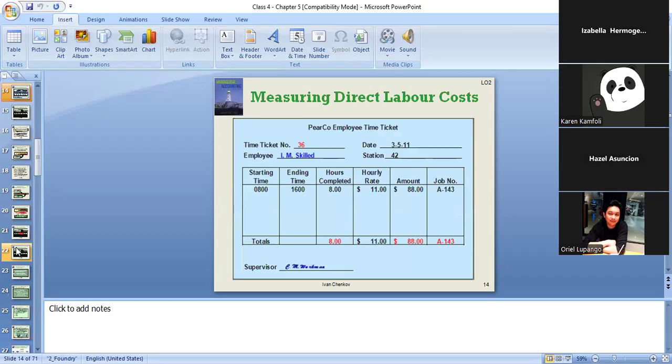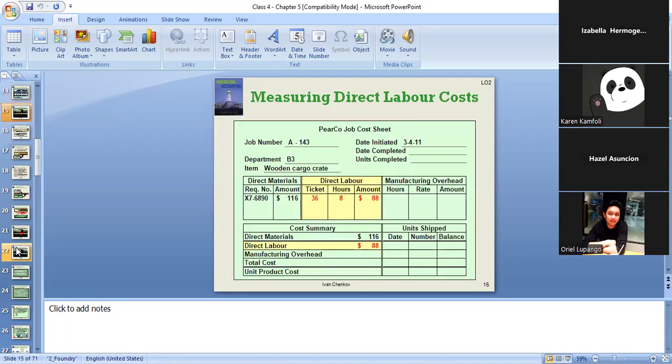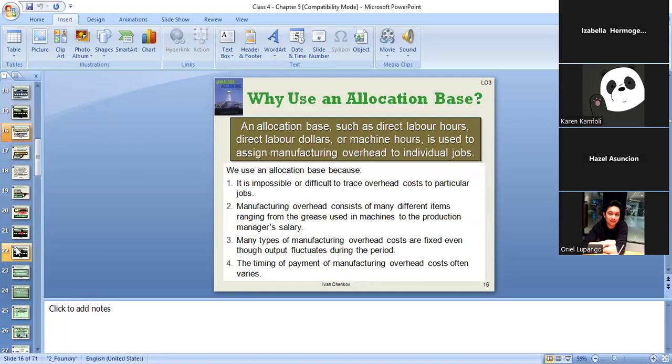Direct labor, we're going to see the person worked from 8 to 4 o'clock, that's 8 hours, we're paying $11 per hour, and the total is $88. We're going to apply that direct labor cost. That's also not our problem. Our problem is manufacturing overhead. Now, how are we going to do the manufacturing overhead?